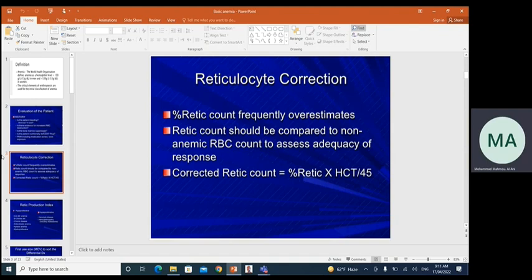So you can convert the hemoglobin into hematocrit or hematocrit into hemoglobin by multiplying hemoglobin by 3 or dividing the hematocrit by 3. So let us take an example. If the reticulocyte of a patient is 3, which is high, and the hematocrit of the patient is 30, so 3 times 30 equals 90. Divided by 45, it will be 2. So it is normal. So you should take the corrected reticulocyte count rather than the absolute value.